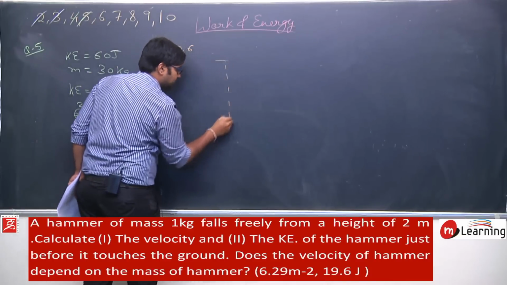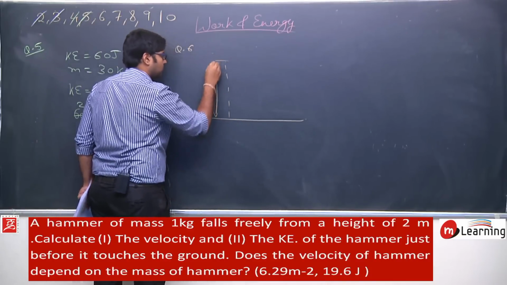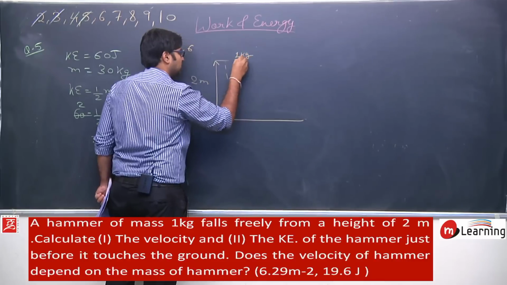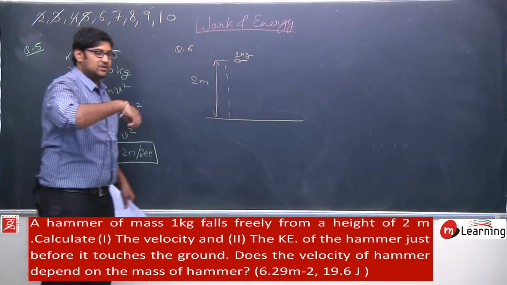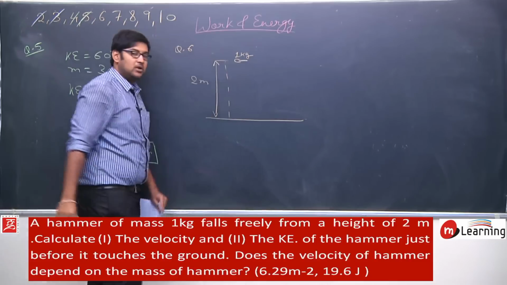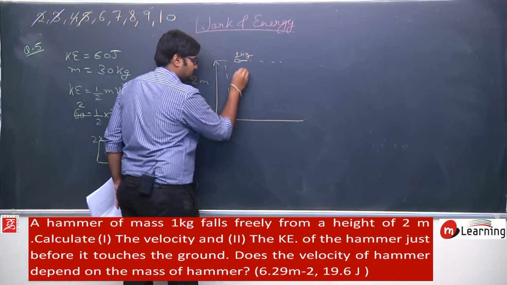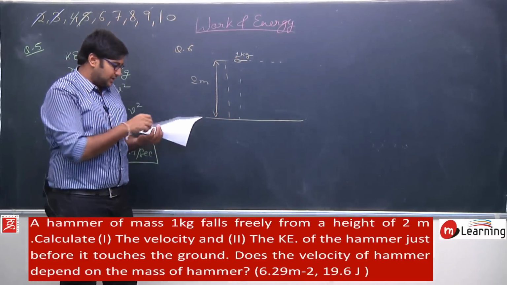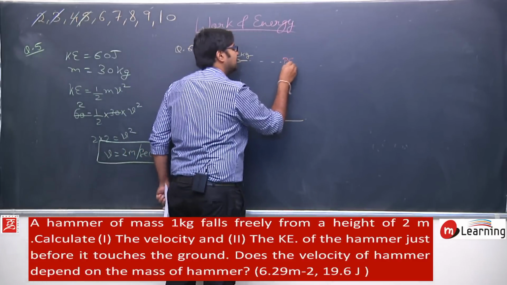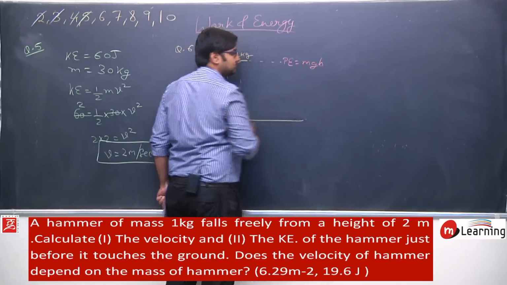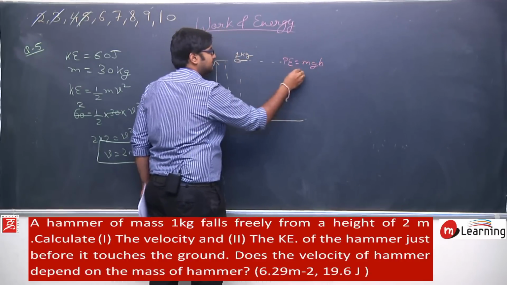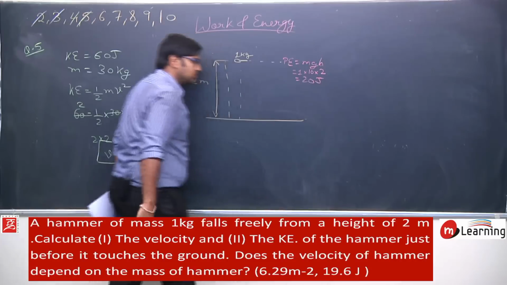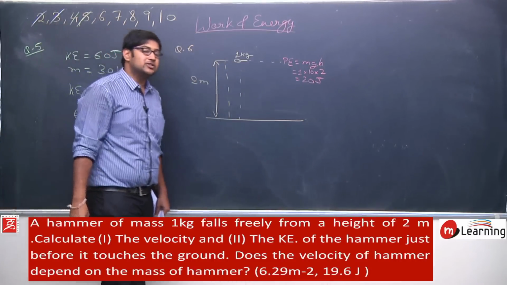From a height of 2 meters, this is a hammer of 1 kg. Let us say this is the hammer. I am dropping this hammer of 1 kg down on the ground. When the hammer was 2 meters up from the ground, its energy was potential energy, which is mgh. Mass is 1 kg, g we can take as 10, and height is 2, so that is 20 joules. 20 joules was the potential energy.